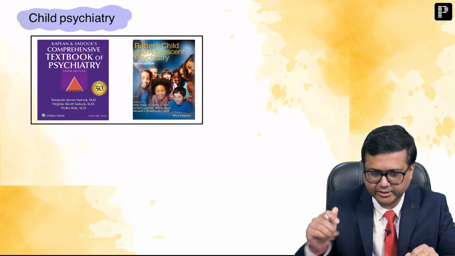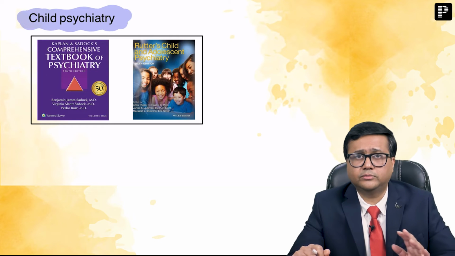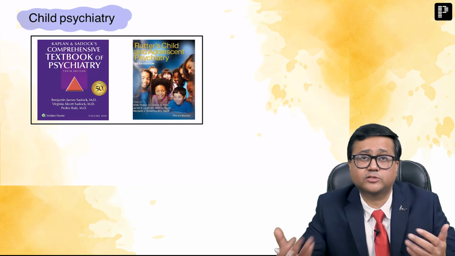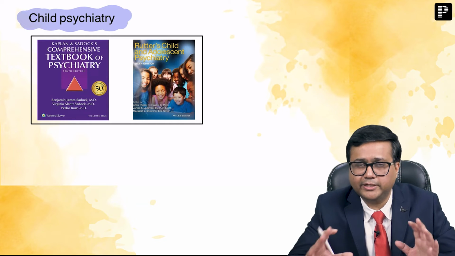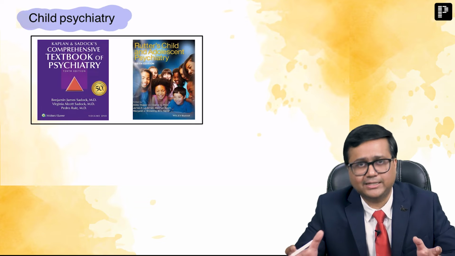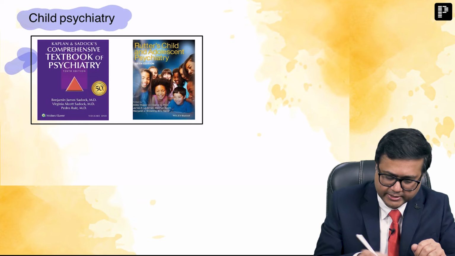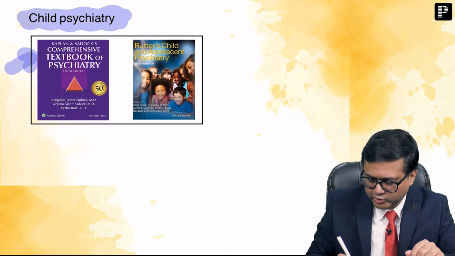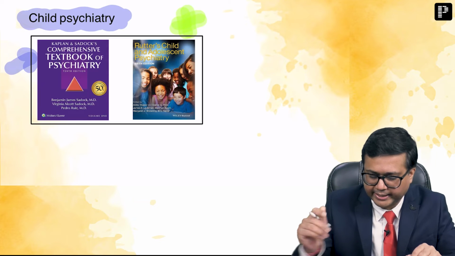Now let's talk about child psychiatry. Child psychiatry again is very important. Often we read less about it in some of the hospitals. There may be less exposure to child cases, but again, one should have a good knowledge about child psychiatry. So of course, Kaplan and Sadock CTP is one very important resource, and one other resource which you can utilize, especially for child psychiatry, is Rutter's Child and Adolescent Psychiatry.